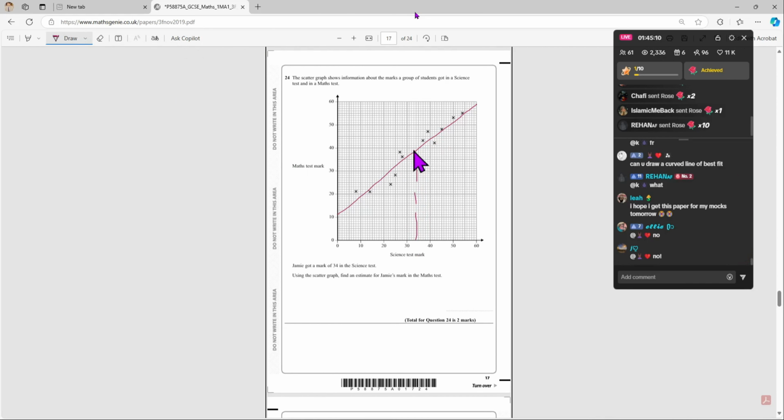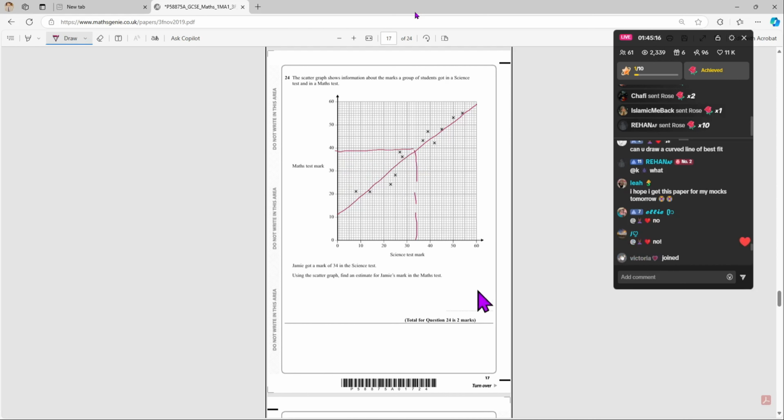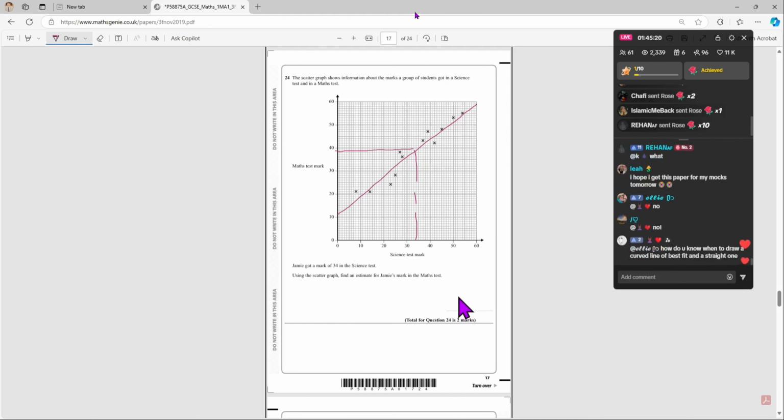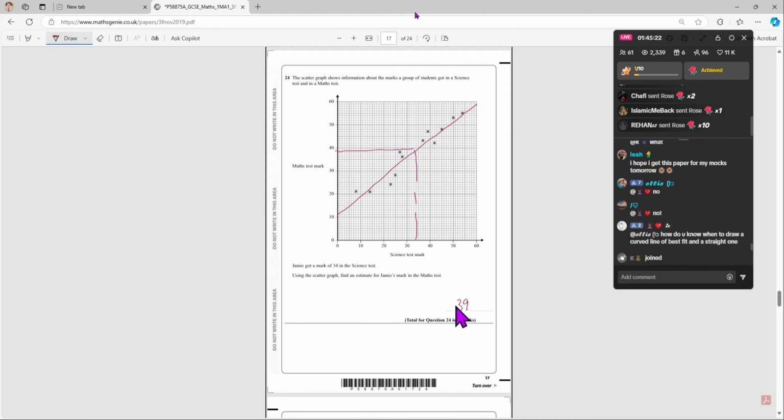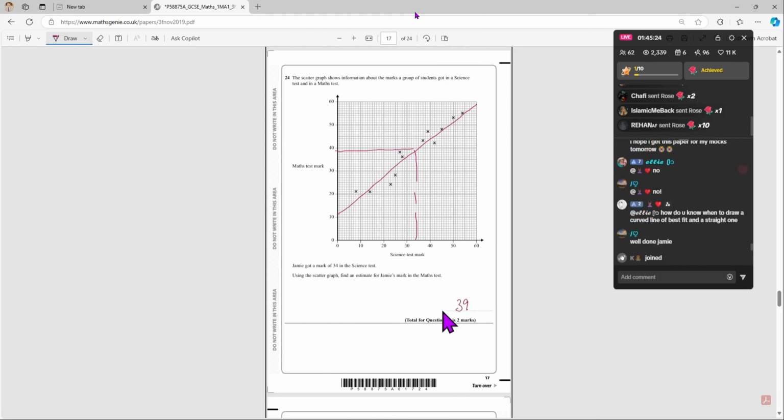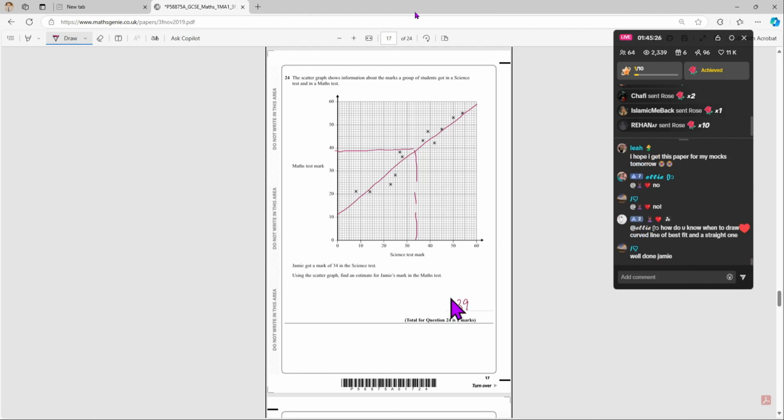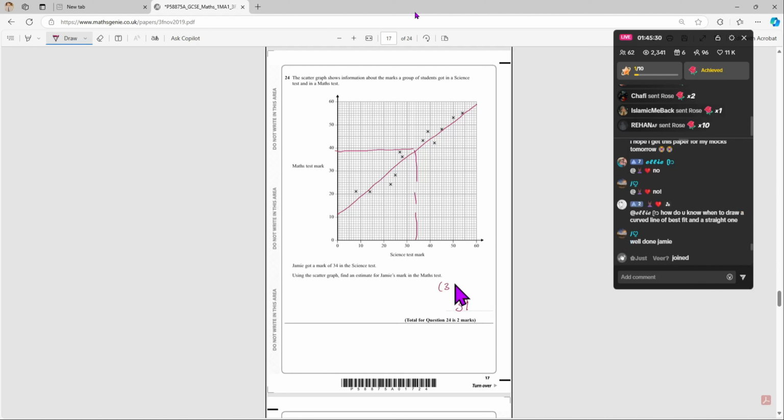And then go across. So she got 39. So if she got 34, approximately she'll probably get 39. Okay, that is our estimate. Now in the mark scheme, it says they allow you to give answers from 35 to 42. So any answer between this range is correct.